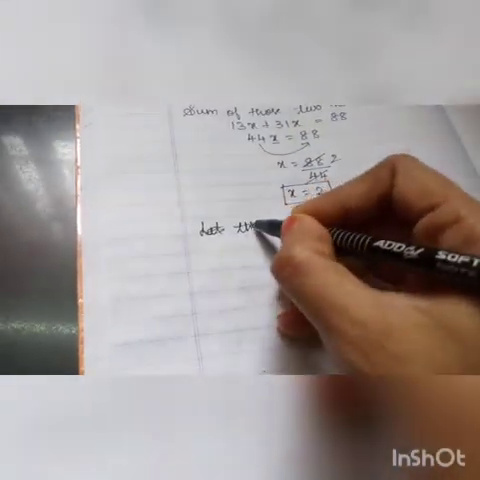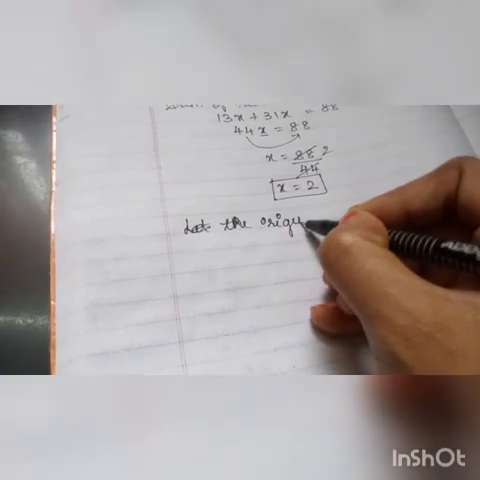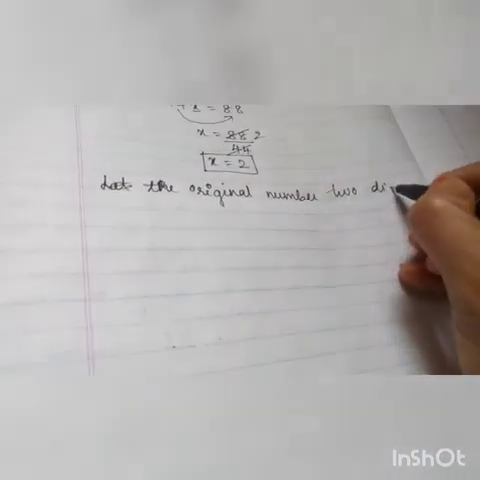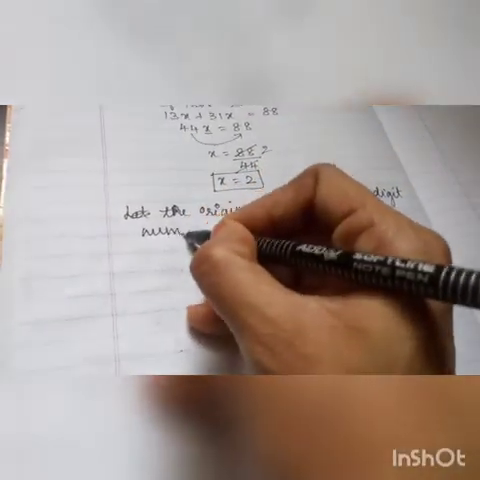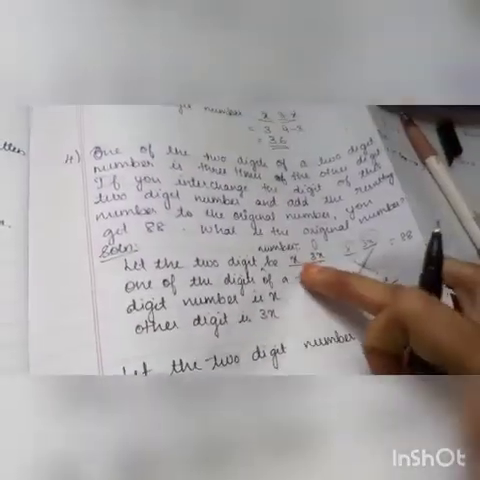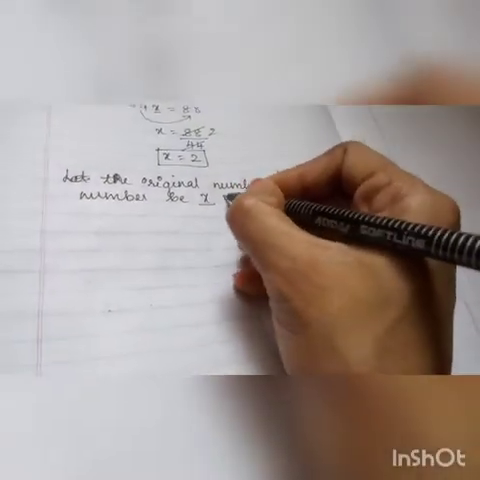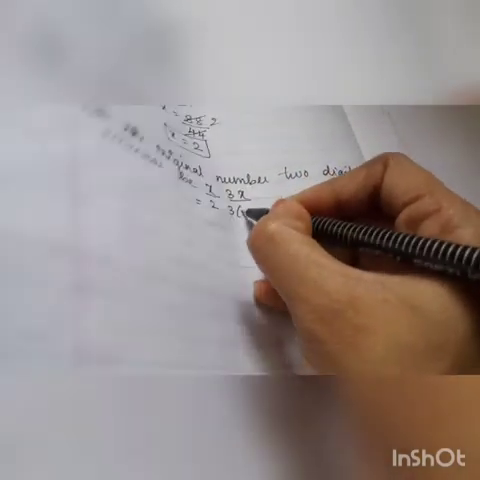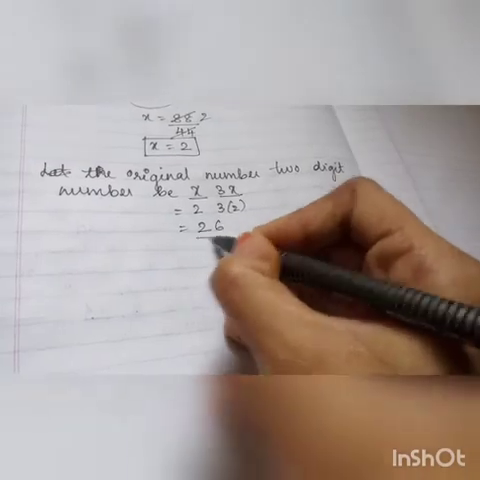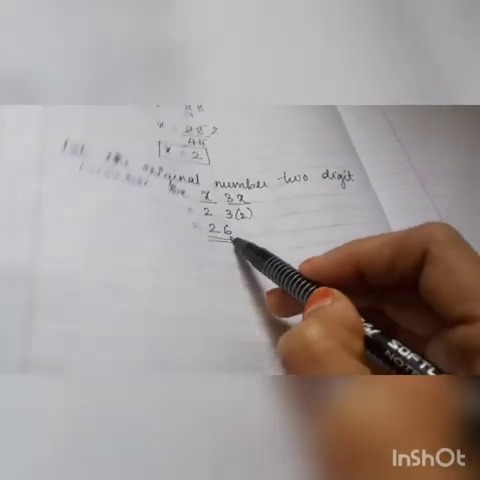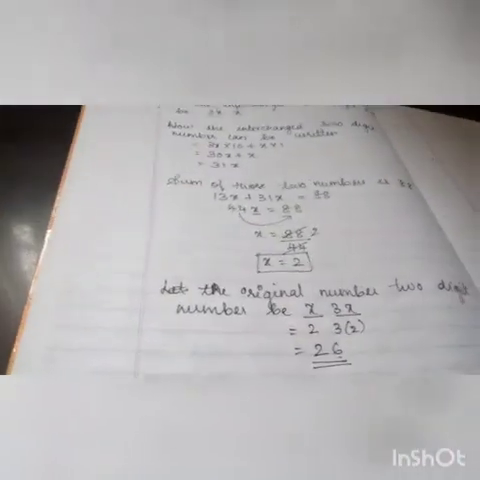Okay. So let the original 2-digit number be, how will you write the original 2-digit number? x 3x, right? x 3x. So what is the x value? 2. 3 into 2, 3 twos are 6. So this is what our x is, 2 and 6. 26 is our original 2-digit number.